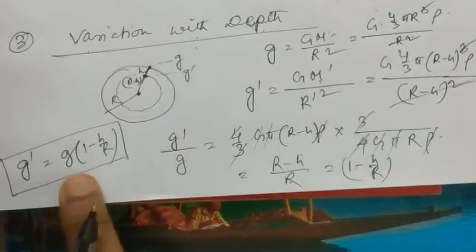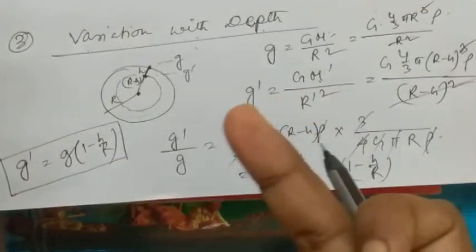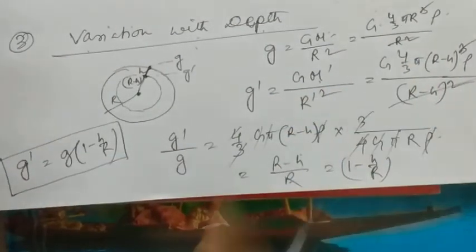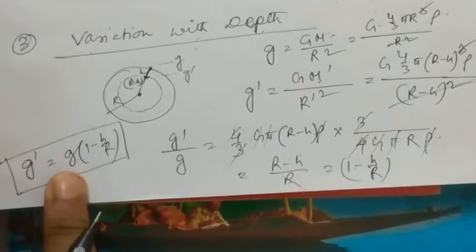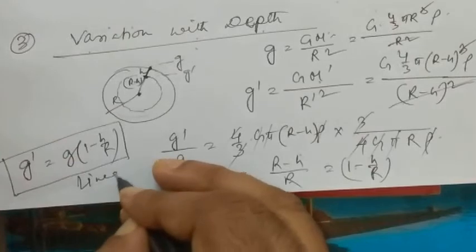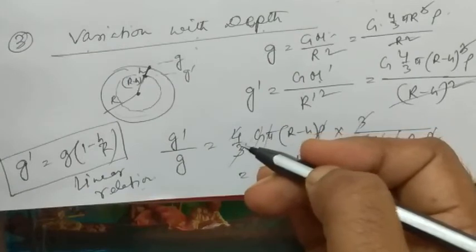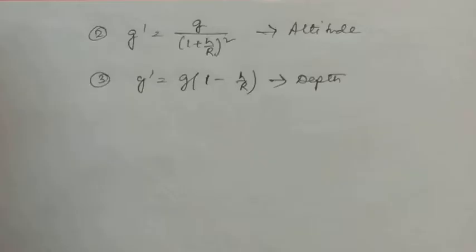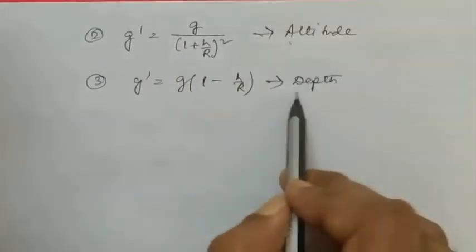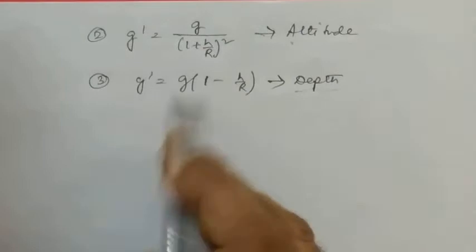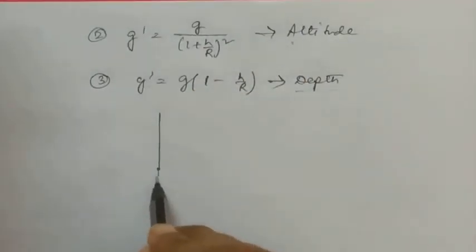Now you can see that this has a linear relationship, whereas in the previous case it was an inverse square relationship. 1 by 1 plus h by r whole square means inverse square relation. Here the relation is a linear relation. Now we've got two relations, one for the altitude case and one for the depth case. Now we are trying to draw a graph which will show the variation of g.